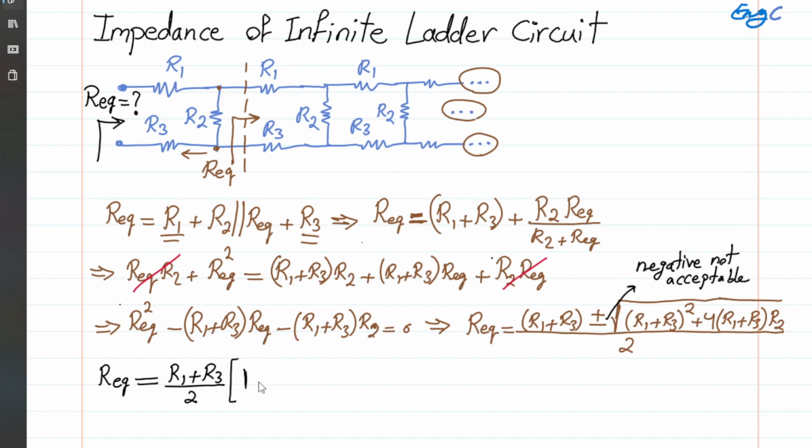So that leaves us with simply 1 plus, and as I said, we factor out R1 plus R3 squared from under the square root. So what leaves us would be 1 plus 4 R2 divided by R1 plus R3. All right, so this is the answer that we were looking for in terms of the overall equivalent resistance or impedance for this infinite ladder circuit or network, as shown here.